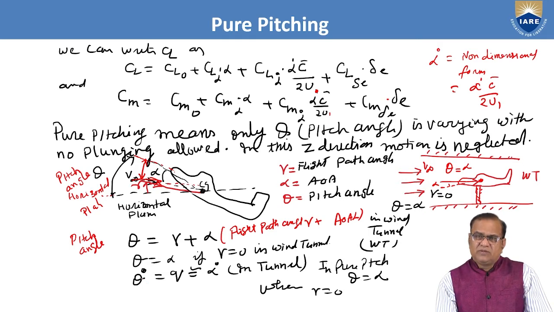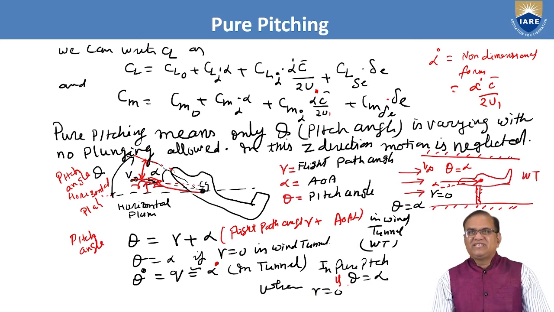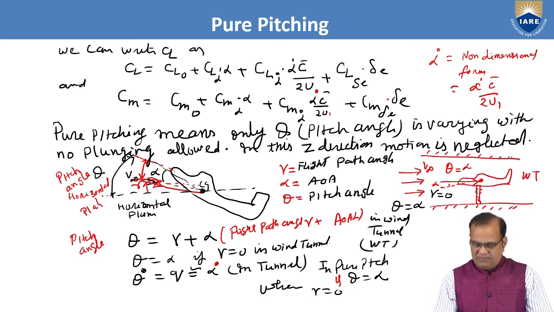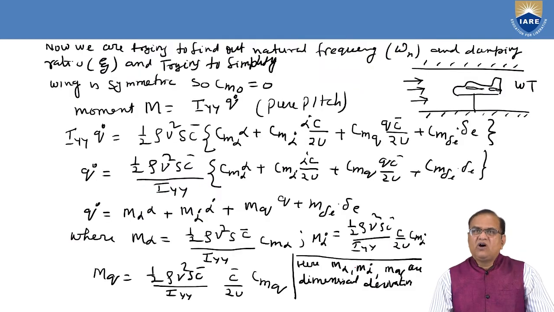Now pitch rate theta dot is equal to q. It is also the pitch rate, and this is approximated as alpha dot in the tunnel. In pure pitch, if theta is equal to alpha and gamma is equal to 0, this case is very well possible. Now we are trying to find out a natural frequency.